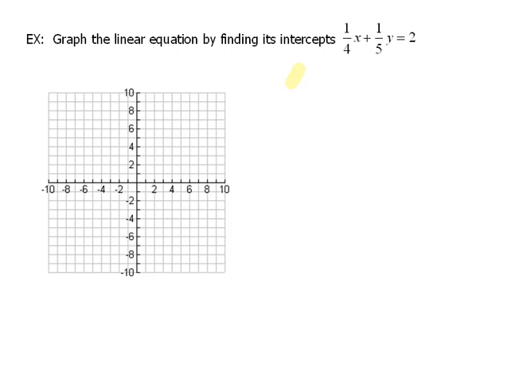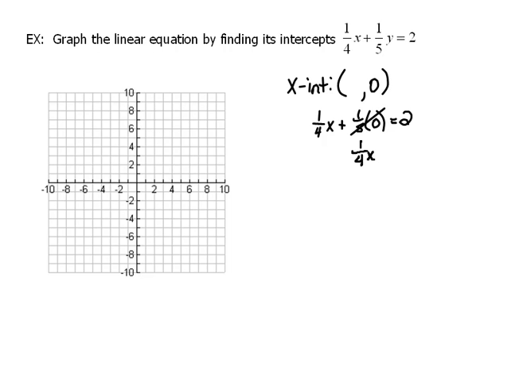and we're supposed to find intercepts, oops, I need to change my color there. Let's make this black. So my x-intercept, what do we know about every single x-intercept? We know that the y value is always 0. So let's use that. If we had 1/4 x plus 1/5, instead of y, let's use 0 equals 2. Well, remember, anything times 0 is 0, so that's just gone.